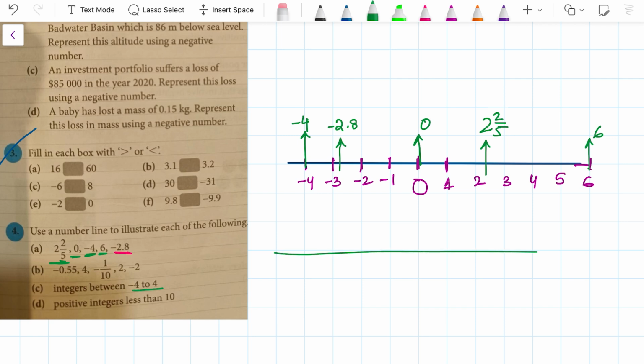Integers between -4 to +4. -4, -3, -2, -1, 0, 1, 2, 3, 4. That's it.